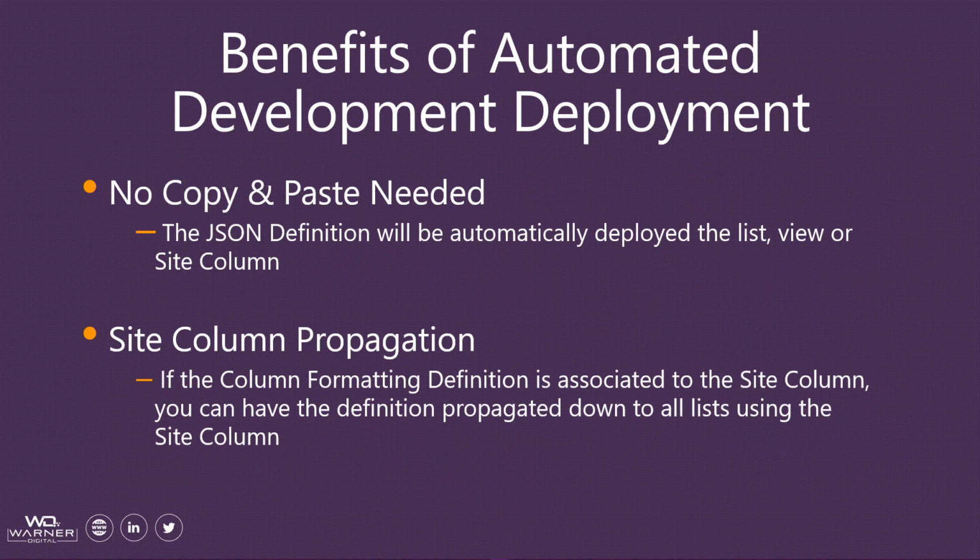Now let's look at the benefits of an automated development deployment process. No copy and paste needed. You're working directly within Visual Studio Code, and you can just execute a command that tells it to go deploy out the list, view, or site column definition. And if you're using a site column definition, then you can get that propagation. You can tell it to go ahead and deploy it to all the lists, and then you just need to go into your browser, refresh your list, and you'll see your results.